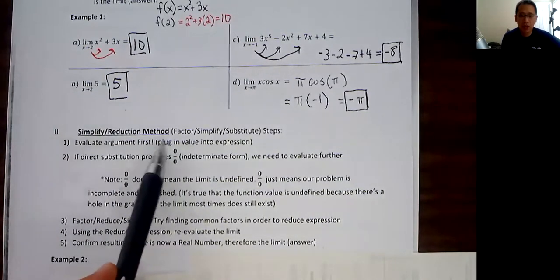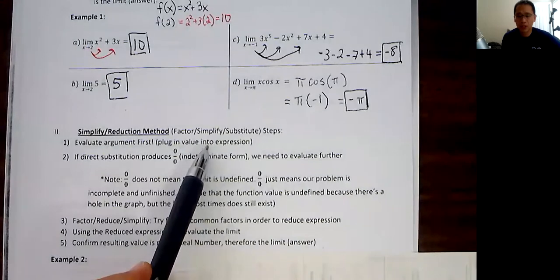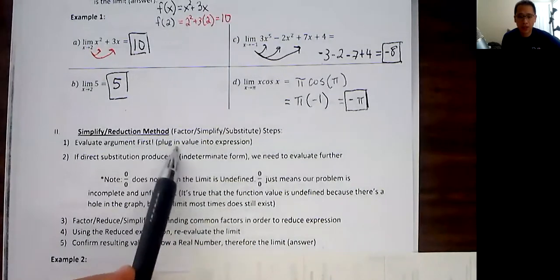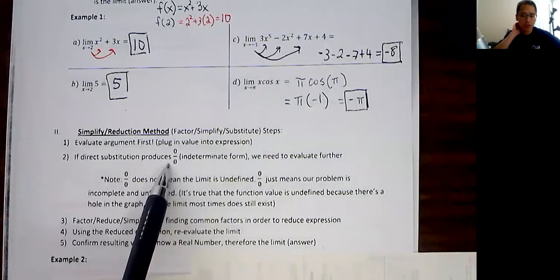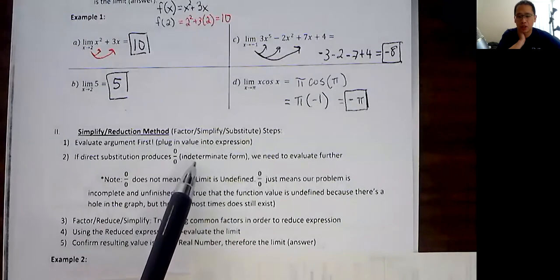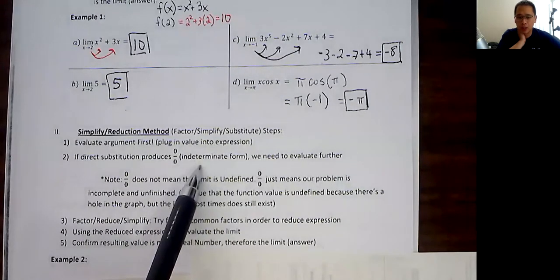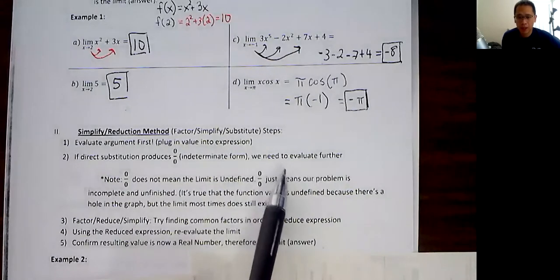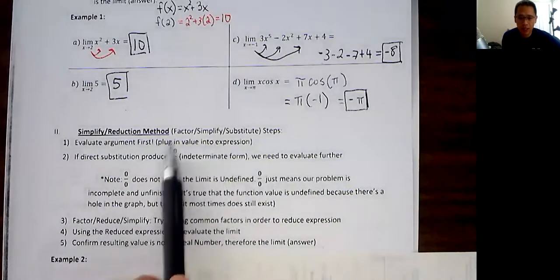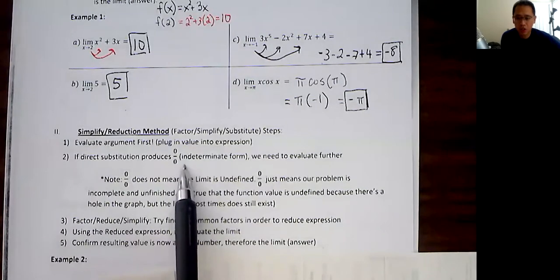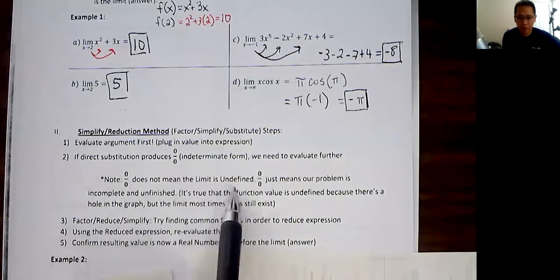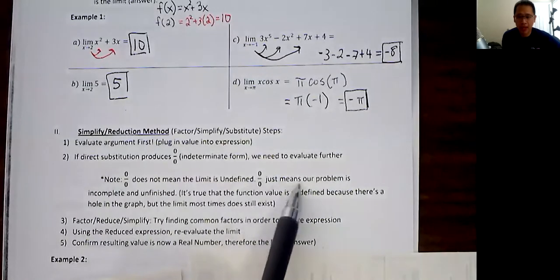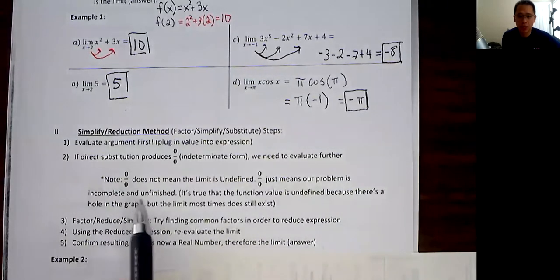And let's say we plug in our expression and we don't get a real number, but instead we get 0 over 0. So if we get 0 over 0, we call that indeterminate form. Okay. So indeterminate form just means that we have to do a little bit more work. Evaluation needs to go a little further. Now, this doesn't mean that the limit does not exist, okay? We are going to see situations where the limit doesn't exist, but 0 over 0 just means that this problem is still incomplete.